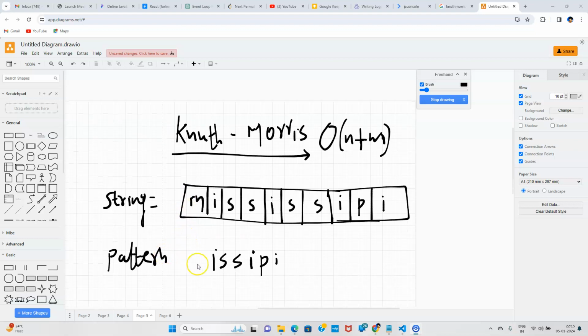So in this case, if you take ISSIPI as a pattern, with the help of the Knuth-Morris-Pratt algorithm, we can find the index from where this pattern is matching. It helps us find this pattern in big O of n plus m time complexity, so it is one of the most efficient algorithms to find a pattern inside a string.